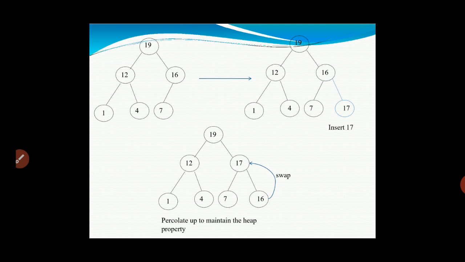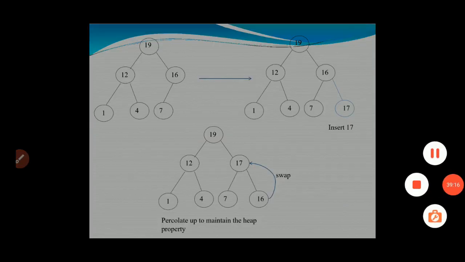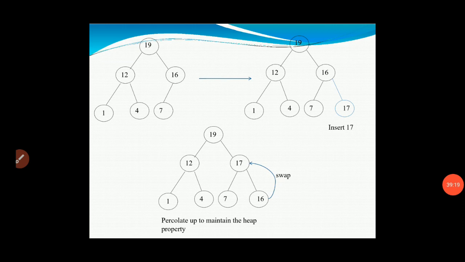I will take an example. This is your first tree: 19, 12, 1, 4, 7. This is your given tree, and you have to insert 17. Then the next position is the right child of 16, which is 17. If it is a max heap, you have to check whether inserting the 17 follows the max heap property or not.